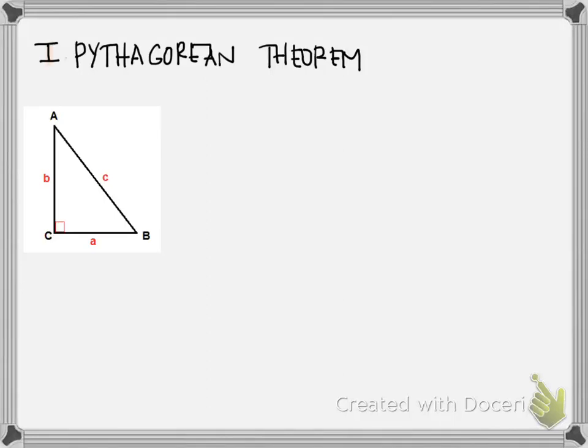Good morning. So we're going to review for our test. So the Pythagorean theorem, remember if you have a right triangle, then you can find the sides of a right triangle by saying a squared plus b squared is equal to c squared. Okay?